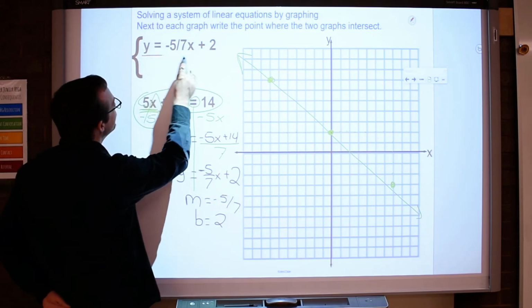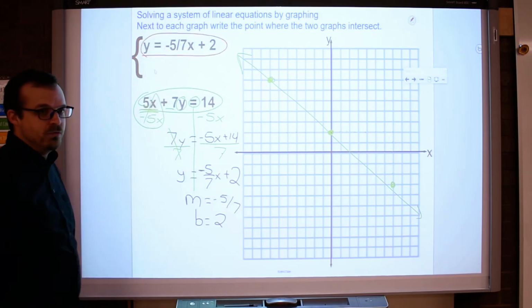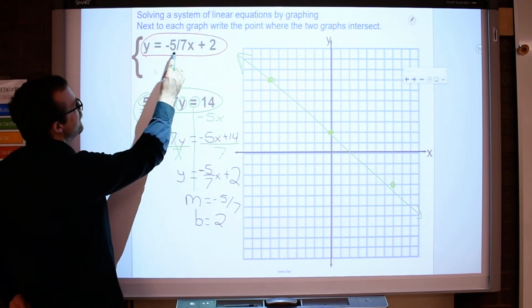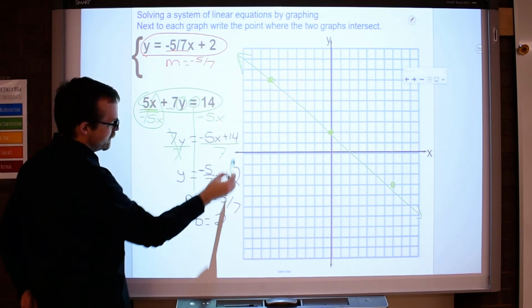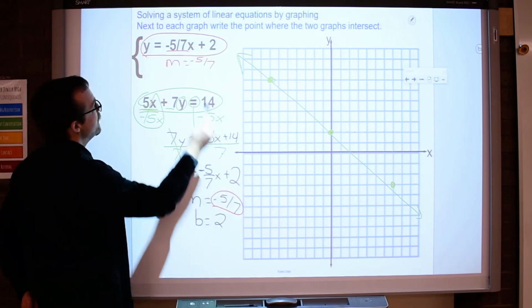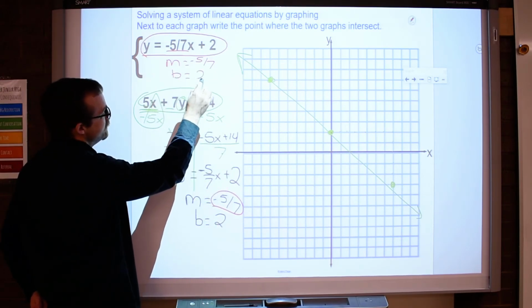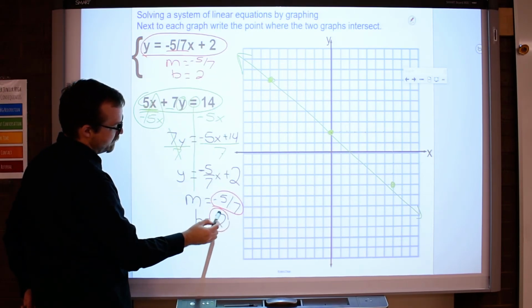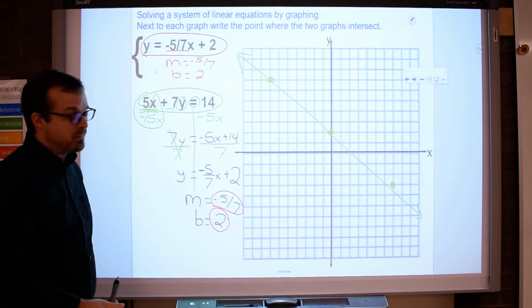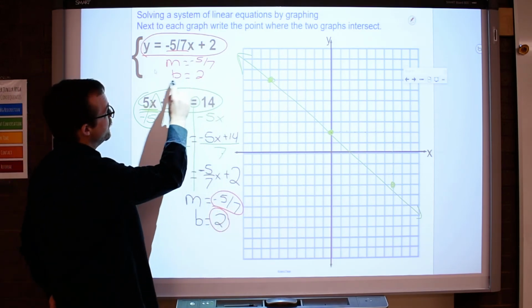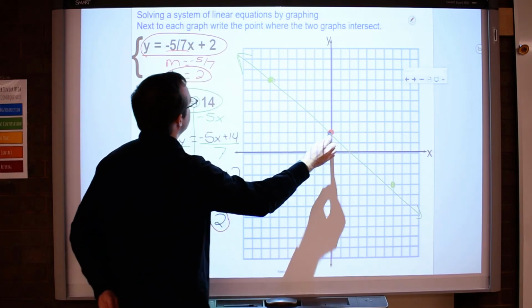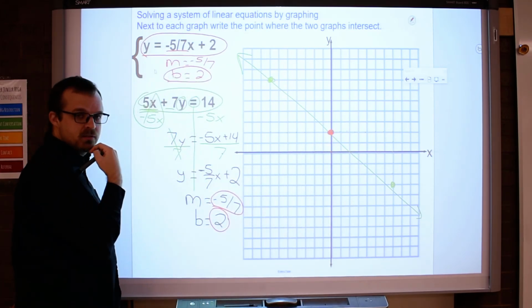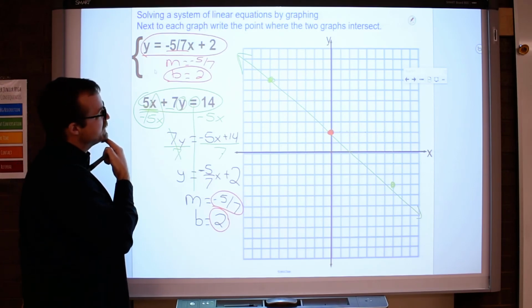All right, this one right here is already solved for in slope-intercept form. It says my slope is -5/7. That's how I'm going to move. Well, that looks interestingly familiar, doesn't it? And my y-intercept is also 2. That looks interestingly familiar. I wonder what's going to happen. Well, we go to the begin point here at 2, and then we graph it with -5/7 to move.